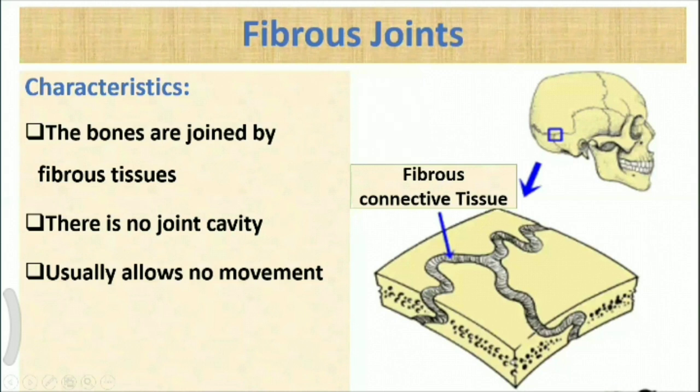So another joint, fibrous joint. What are the characteristics and types of fibrous joint with their examples? Here, the binding material will be fibrous tissue. Bones are bound with each other by fibrous tissue.